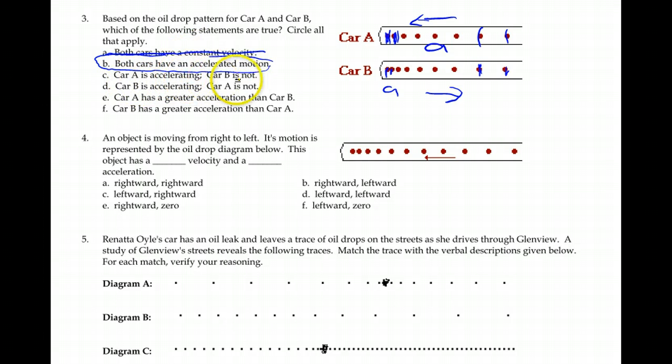Okay, car A is accelerating, car B is not. We can't say that. We said they were both accelerating. Car B is accelerating, car A is not. Again, we can't say that. We know they're both accelerating.